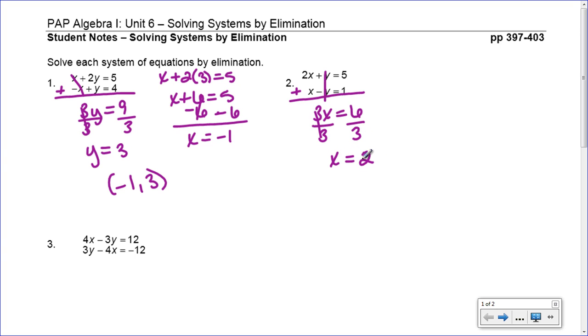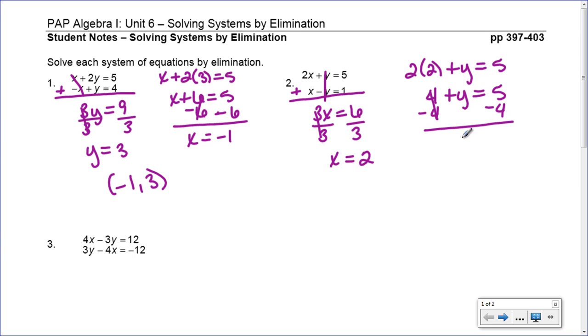And then I can plug that back in. And just like before, I'm going to use the top equation, because in the bottom equation the y has a minus sign in front of it. I want a positive y. It makes my life easier. So I have 2 times 2 plus y equals 5. Well, that makes 4 plus y equals 5. And when I subtract 4 from both sides, I get that y equals 1. So my ordered pair solution for this problem is 2, 1.